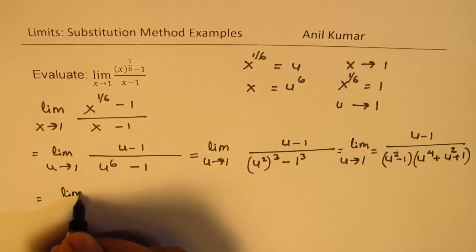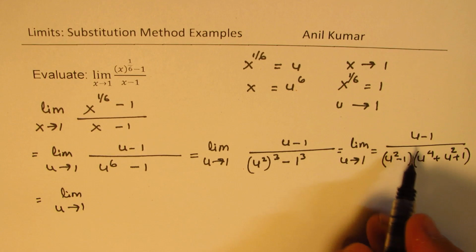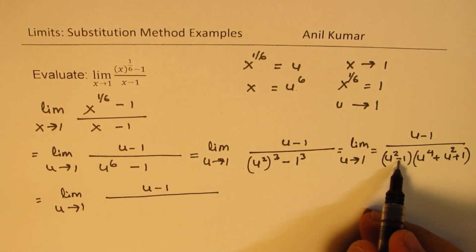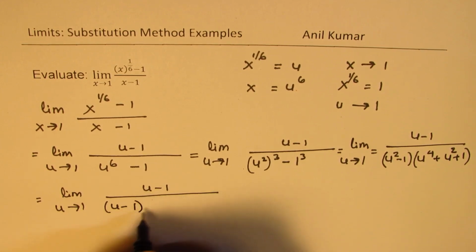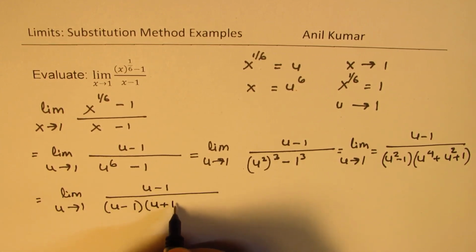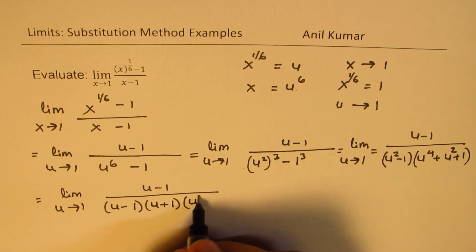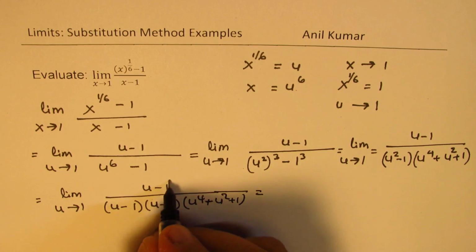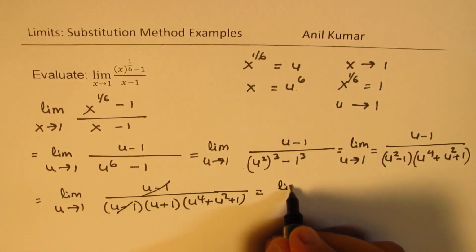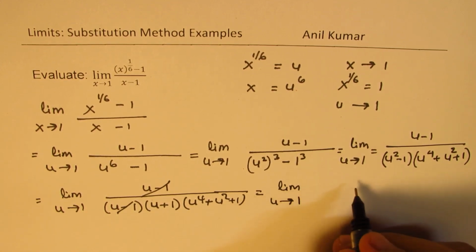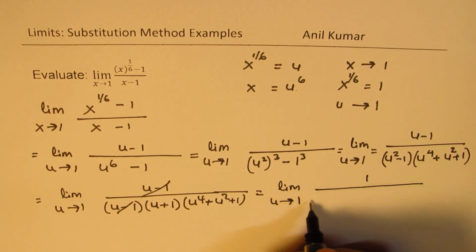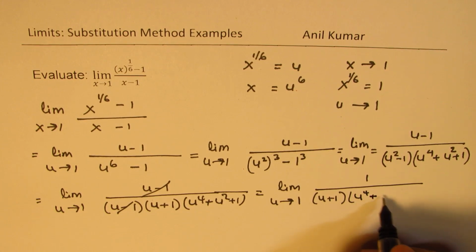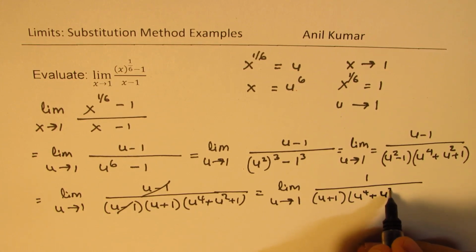So that can be written as limit u approaches 1, and we have u minus 1 in the numerator. The denominator u square minus 1 can be further factored as u plus 1 times u minus 1, and we have u to the power of 4 plus u square plus 1. Correct? Now these two factors cancel, so we get limit u approaches 1, and we have all this 1 over u plus 1 times u to the power of 4 plus u square plus 1.